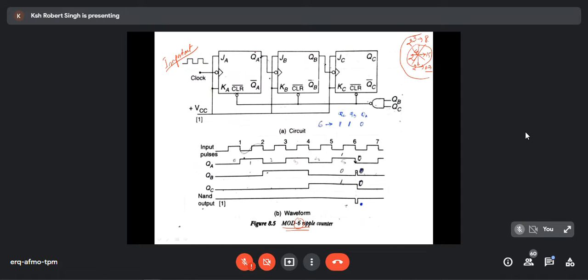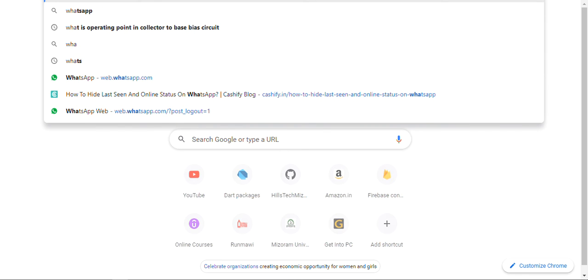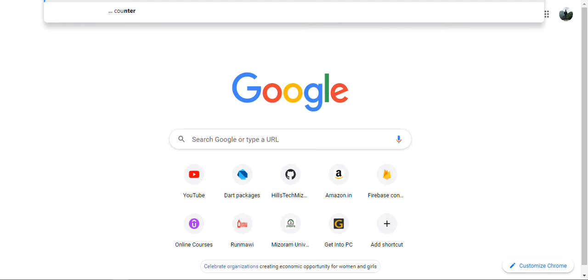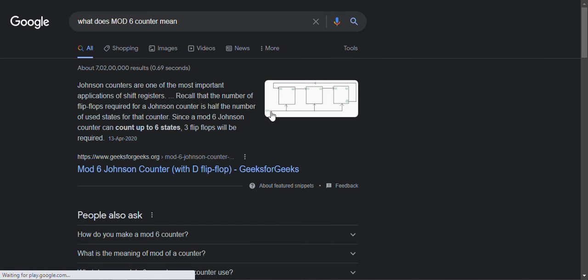Bolo na? Don't know, sir. That means we have to take 3 flip-flops. No. 3 flip-flops ke lena dena nahi. What is the meaning of mod 6? When I say it's a mod 6 counter, what does it mean? ये diagram दिमाग में आने की जरूरत नहीं है. The only thing I'm asking is what is the meaning of mod 6? Connecting the 3 flip-flops to one another. No.